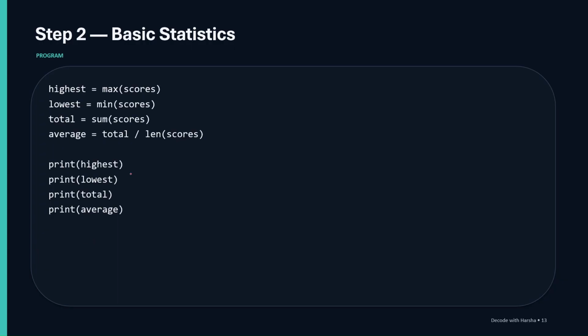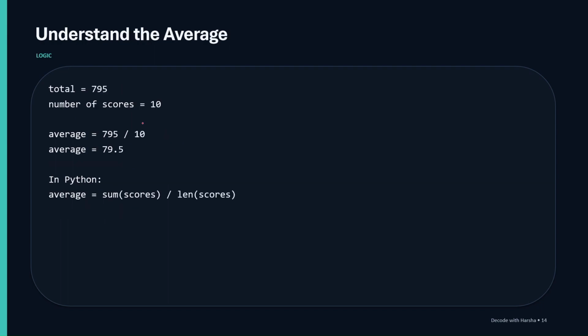Okay, so this is how we are printing the highest value, lowest value, total, and the average. Total is 795, number of scores is 10. So how to identify the average? 795 divided by 10, which is 79.5. So in Python, to identify the average, this is the formula used: sum of scores divided by len of scores.